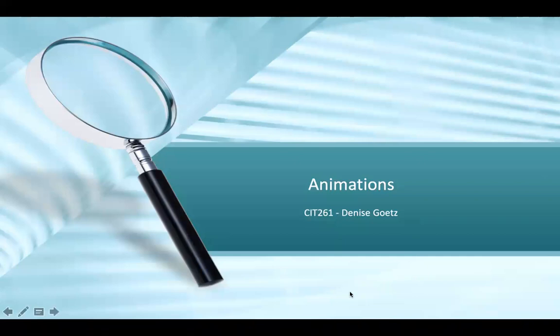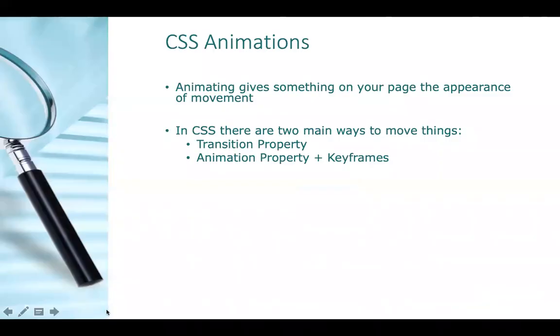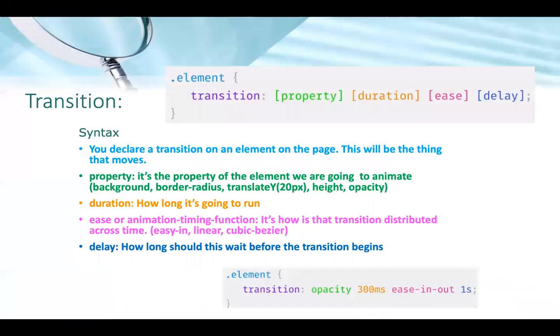So this is the presentation on animations. CSS animations give life to something on your page, or they give the appearance of movement. And in CSS, there's two main ways to make things move. There's the transition property, and then there's the animation property plus keyframes, and they work together. Okay, so let's start with transition.